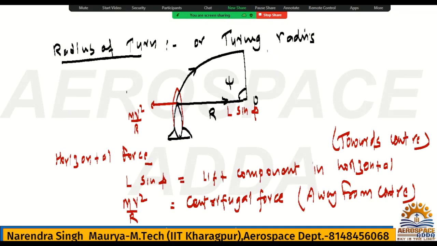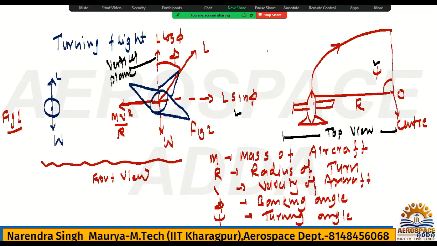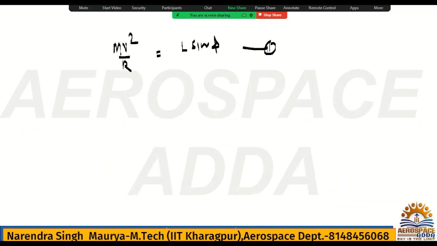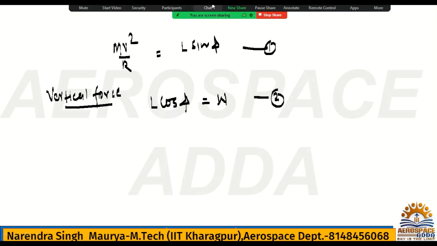Similarly, you can write the vertical forces balancing also. So what is the vertical force balance? Check. L cos phi is equal to W. All right. Now this is equation number 2. Like load factor, we had discussed in the last class, so no need to write again.